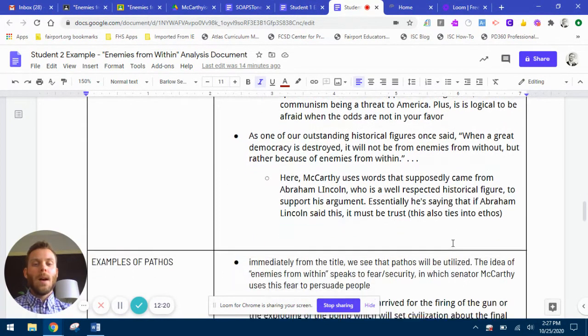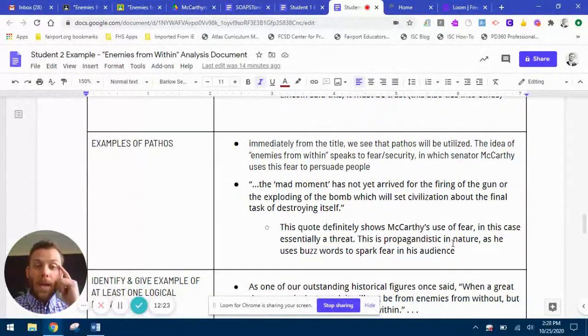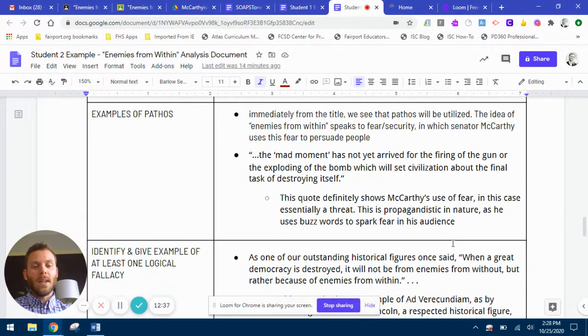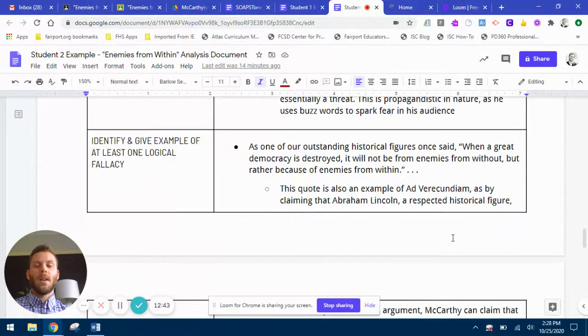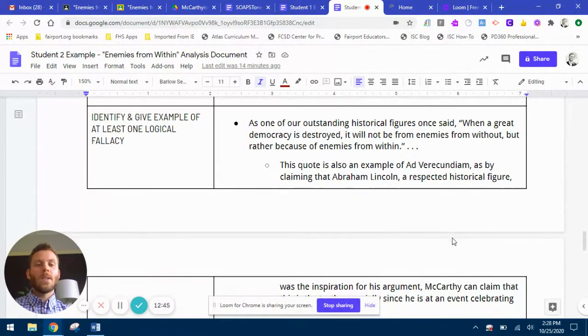If we move down to pathos, again, she pulls out an example. In the first one, she ties her explanation and examples together. But in the second one, she says this quote definitely shows McCarthy's use of fear, and in this case, essentially a threat, propagandistic in nature. And he uses buzzwords to spark fear in his audience. Last one, same setup.